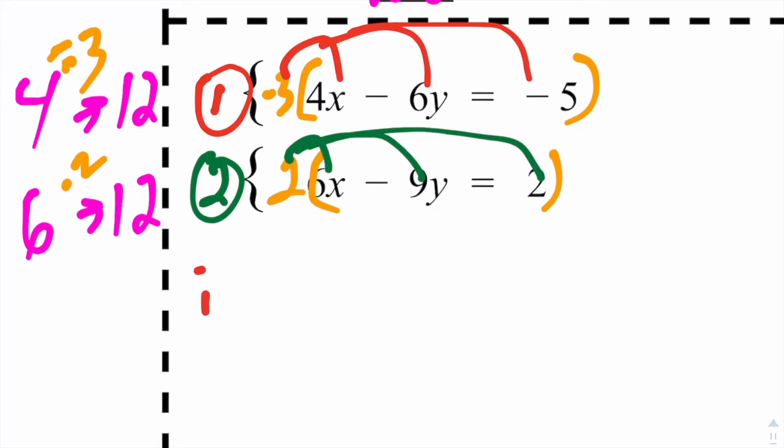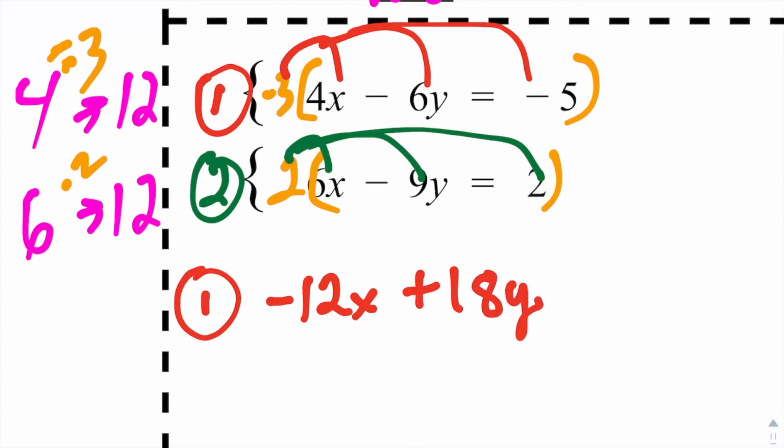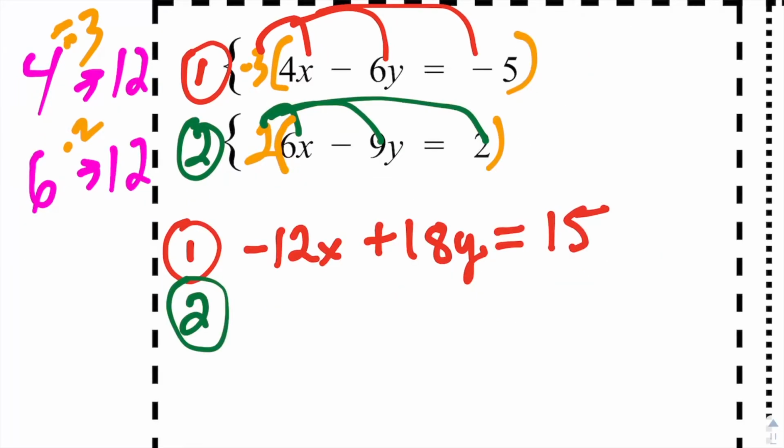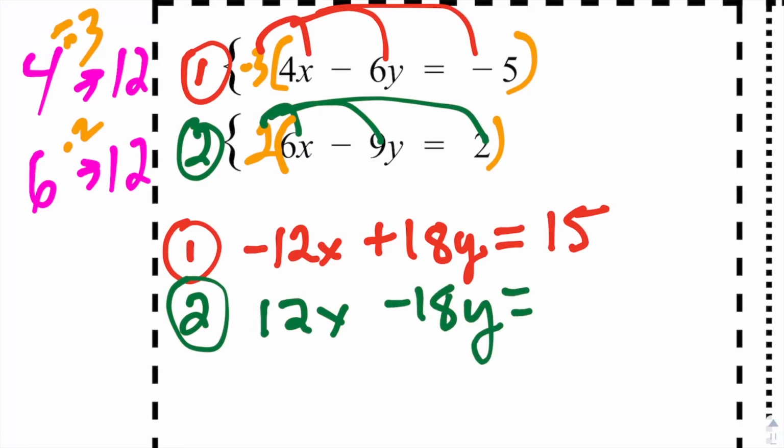My new equation 1 is going to be negative 3 times 4x, which gives me negative 12x. Negative 3 times negative 6y gives me a positive 18y. And then negative 3 times negative 5 gives me a positive 15. When I distribute 2 to each term of equation 2, I get 2 times 6x, which gives me 12x. 2 times negative 9y gives me negative 18y. And then 2 times 2 gives me 4.